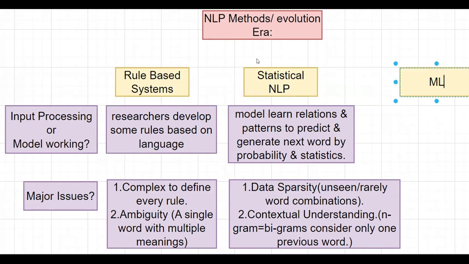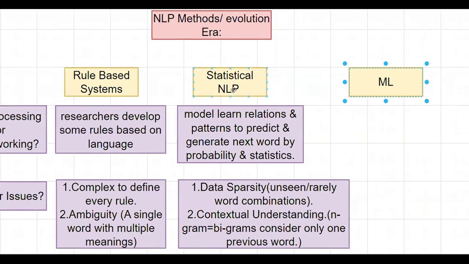So this is a revolutionized era, ML. Even statistical NLP was revolutionary compared to rule-based systems. At the start, rule-based systems were revolutionary. After rule-based systems, statistical NLP became revolutionary. And after statistical NLP, ML models now revolutionize the whole era. In this, we overcome the issues that we face in statistical NLP models.